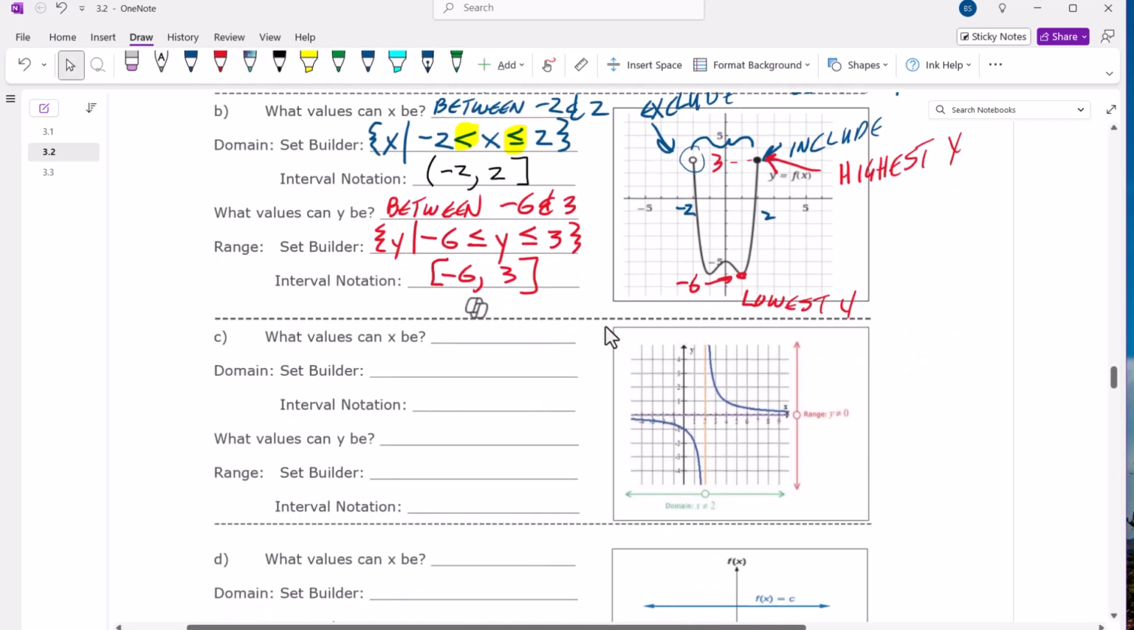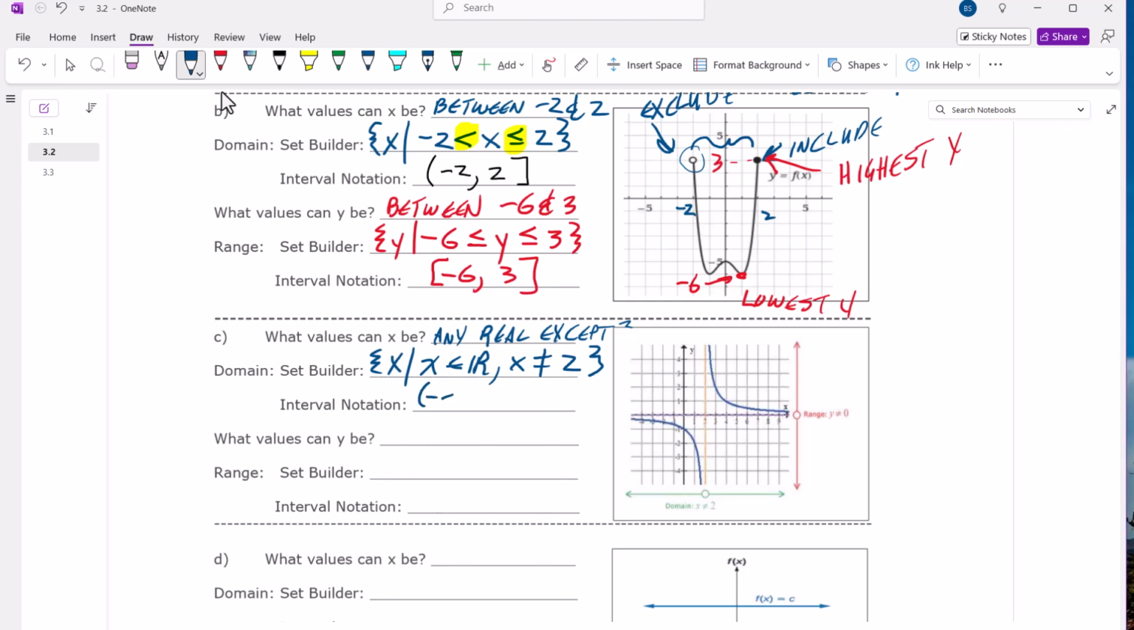Okay, let's see, this one is kind of interesting. You have an asymptote on this. So the domain is all of these x values except it'll never reach 2. So the x value on this can be any real number except 2. So set builder, we just say set of x. X is any real number, and x cannot be equal to 2. Intervals, you just say everything to the left of 2, union everything to the right of 2, like that.